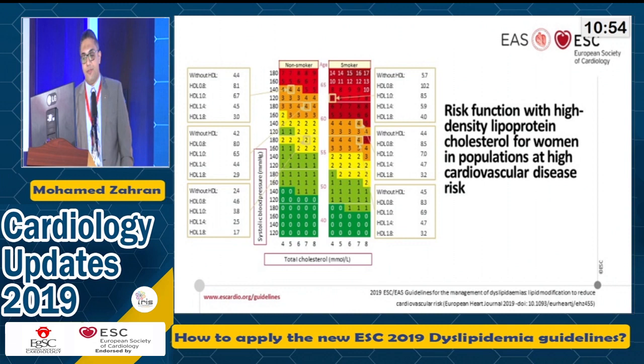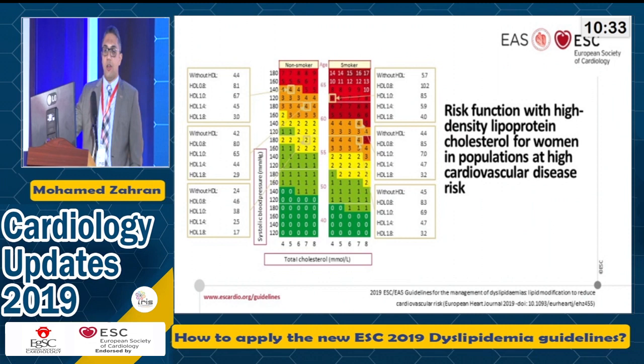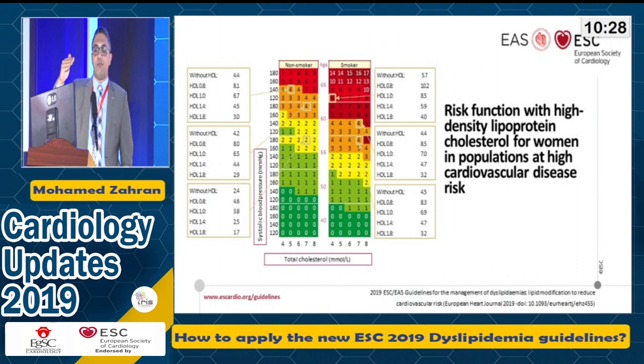She has a risk of 4 upon the SCORE system. Without HDL, it's 4. If the HDL is 0.8, the risk is 8. If the HDL is 1.8, the risk is 3. So adding the HDL for further refinement of the regular SCORE system moved the patient from 3% to 8%. It's nearly tripled her risk. You can apply this also to males, and you can apply this for all age groups.